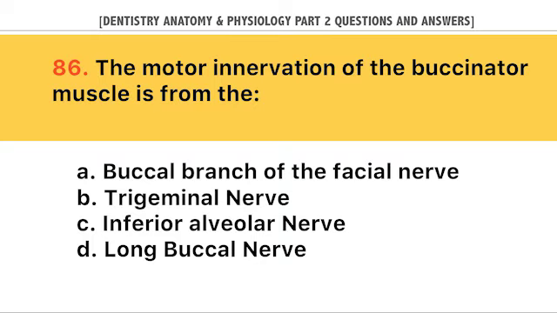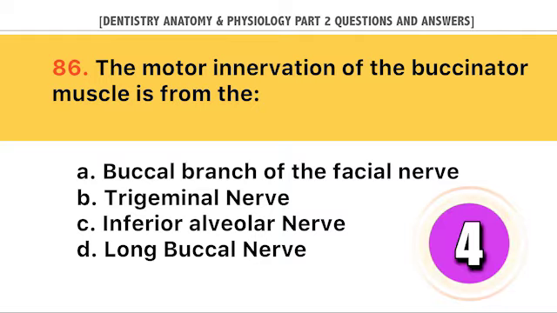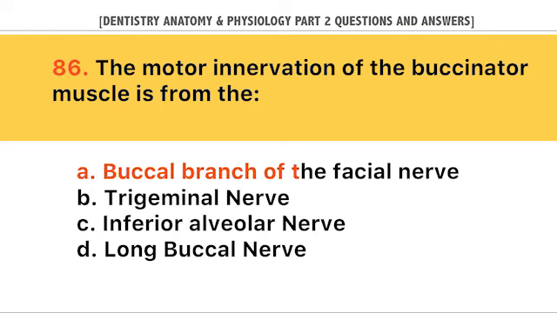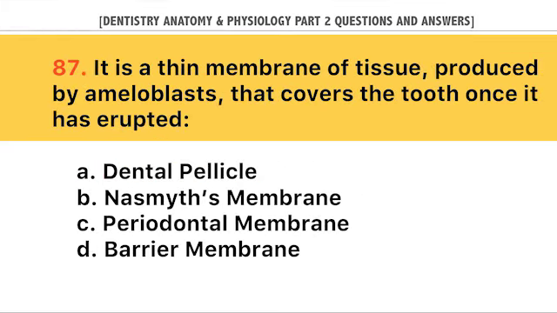buccal branch of the facial nerve, B. trigeminal nerve, C. inferior alveolar nerve, D. long buccal nerve. Answer: A. buccal branch of the facial nerve. It is a thin membrane of tissue produced by a ameloblast that covers the tooth once it has erupted.